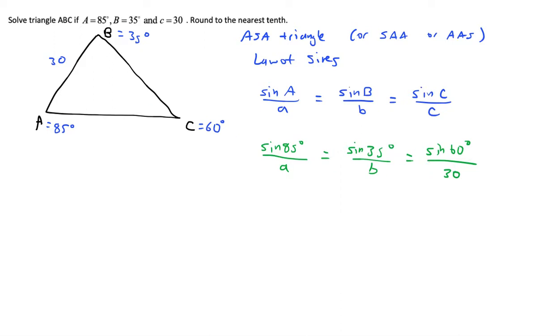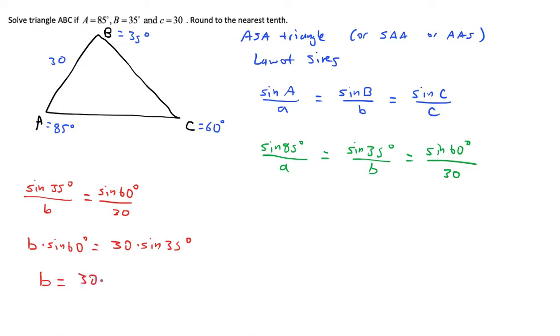Now we can use a little bit of algebra and set up two of these ratios equal to each other. That's called a proportion. Then we should be able to solve. So for example, we'll do the sine of 35 over B equals the sine of 60 over 30. And since it's a proportion, we can just cross multiply. So B times the sine of 60 equals 30 times the sine of 35 degrees. And then we'll just divide this out. So B should equal 30 times the sine of 35 degrees all over the sine of 60 degrees.